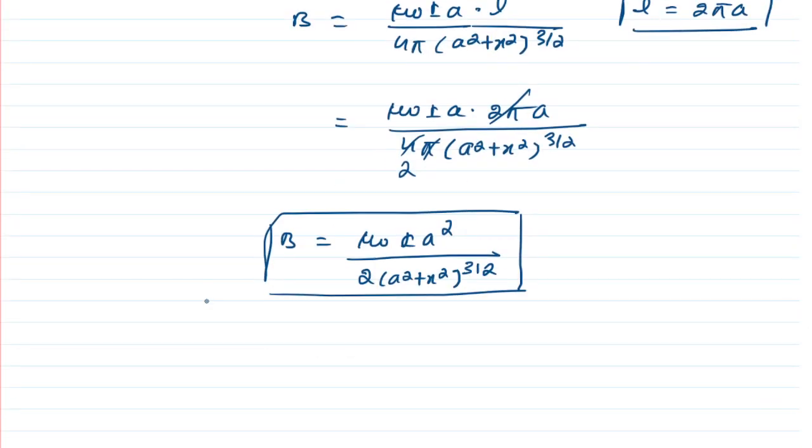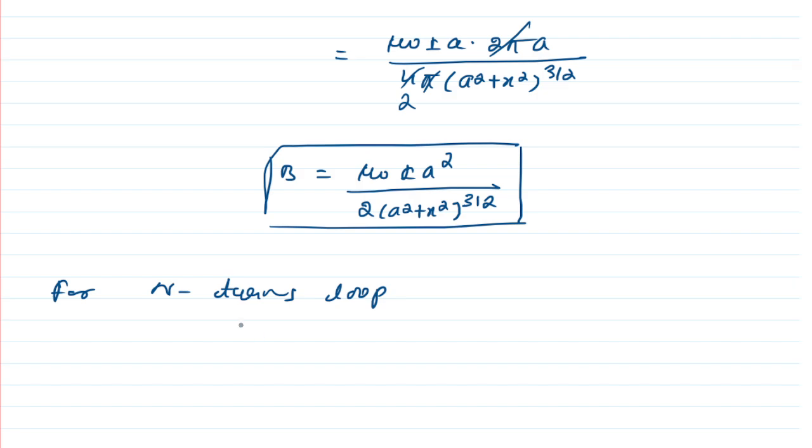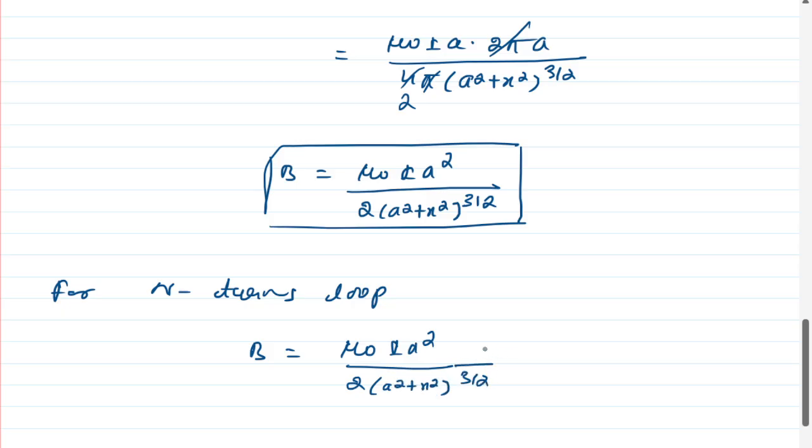Next, if it contains n number of turns, then for an n turn loop, the magnetic field B will be given as mu naught into I A square upon 2 into a square plus x square power 3 by 2, and just multiply it by n.